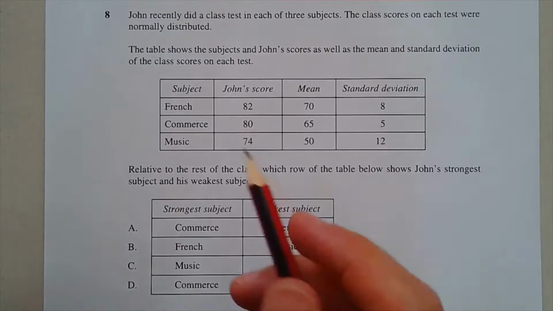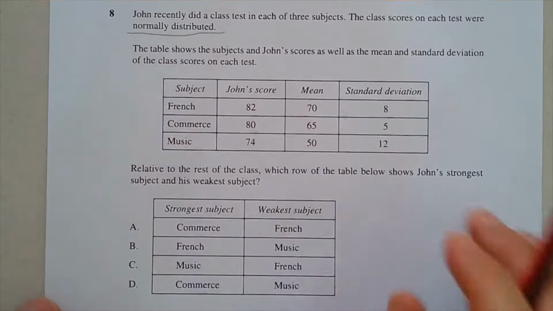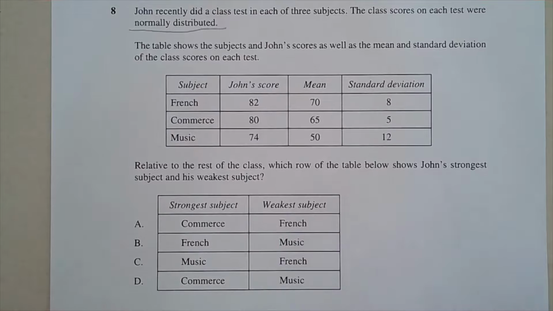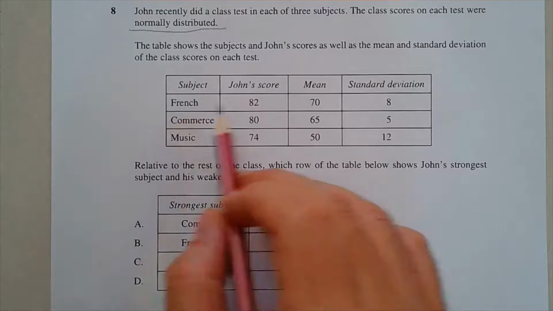So how do we know it's Z-scores? Well, we're told that it's normally distributed. As soon as you see that, you know it's going to involve something to do with the bell curve, normal distribution, Z-scores, all that comes into it. So the higher the Z-score, the higher, maybe think of it in terms of rank or strength, the subject would be for John. All right, so let's work out each one of these.